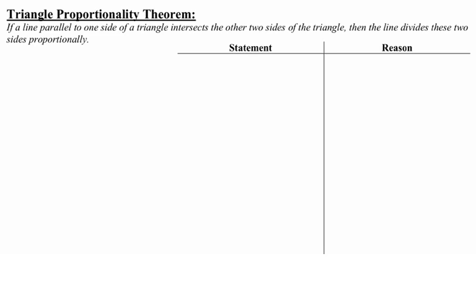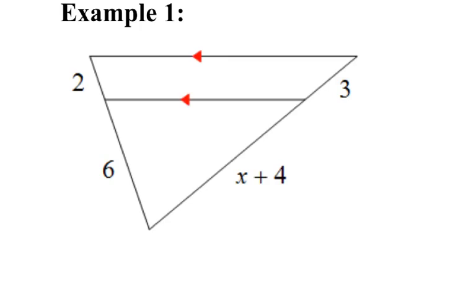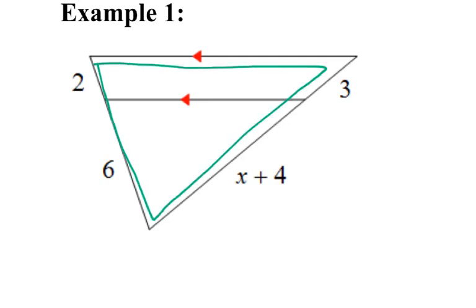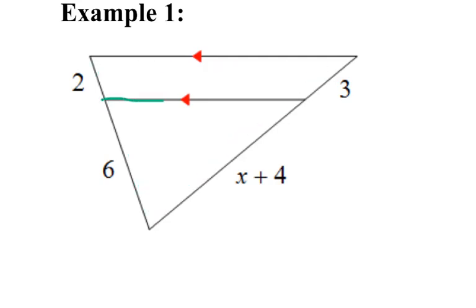Before we prove that theorem, let's actually look and see how it works. So let's move on down to the examples below. We've got this larger triangle here, and we have a line that's dividing these two sides. What the theorem says is if these two lines are parallel, which they are because we can tell by the markings, then it splits these pieces proportionally. So I could write a proportion: 3 to x plus 4 is equal to 2 over 6.